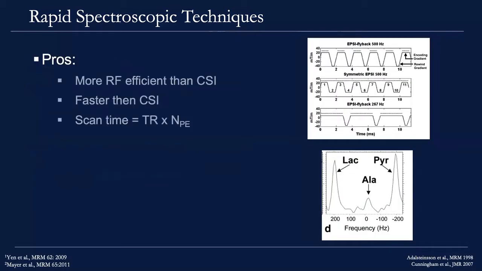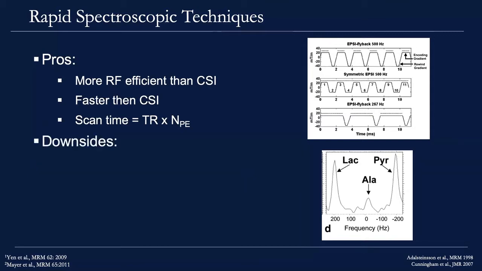So the pros here are it's more RF efficient, but also it's much faster than chemical shift imaging, because we now have, in the case of Cartesian, only one axis to phase encode. We're now back to a scan time like we typically would have for a normal acquisition, just TR times number of phase encodes. So from our prior example, our scan time would go from 6.4 seconds to around 800 milliseconds. So now it's a lot more palatable, and you can easily get multiple slices within a single time point.